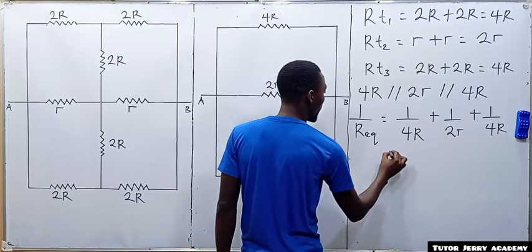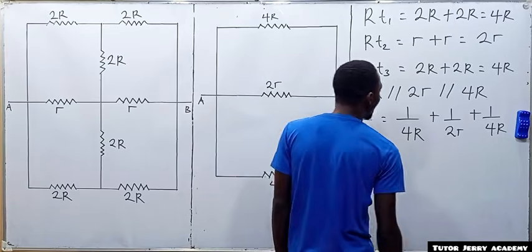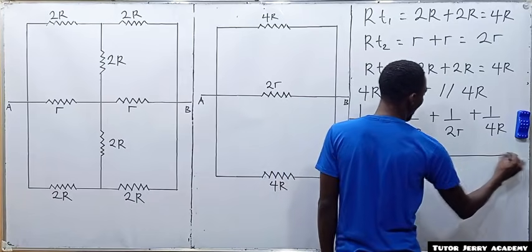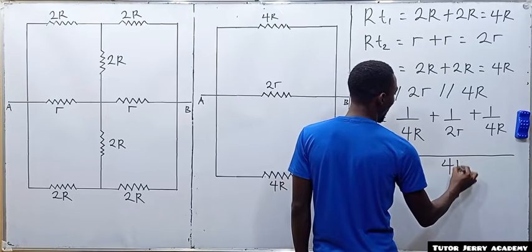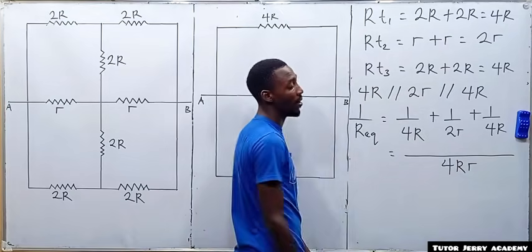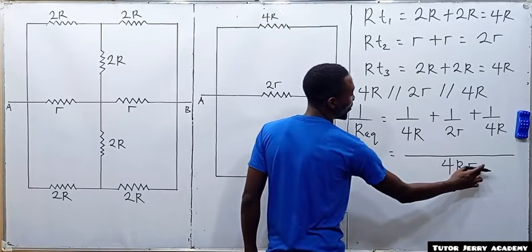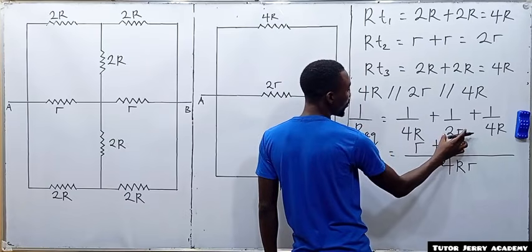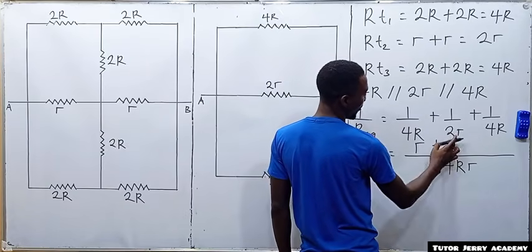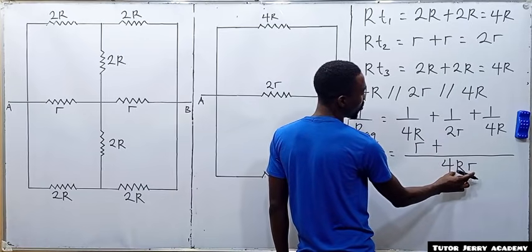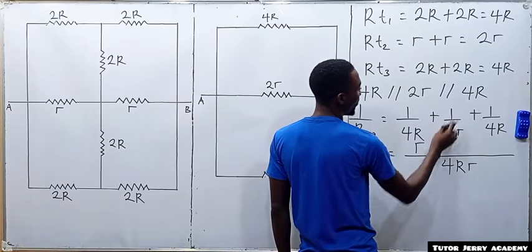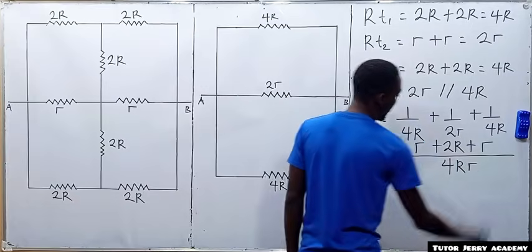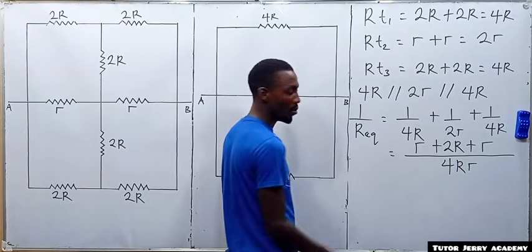All right. So the LCM now. The LCM of 4R and 2R is 4R. So 4R goes into 4R leaving us with 1, then R times 1 is R, plus 2R. Then 4R into 2R leaves us 2, so 2R multiplied by 1 is 2R, plus then R. I hope we understand.